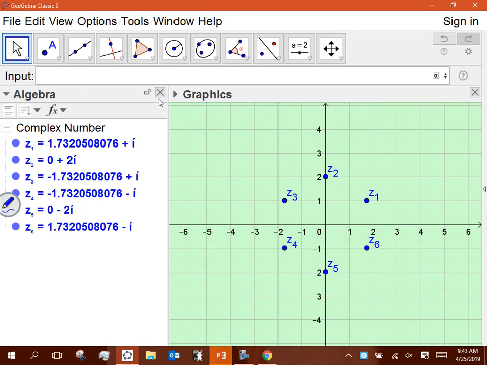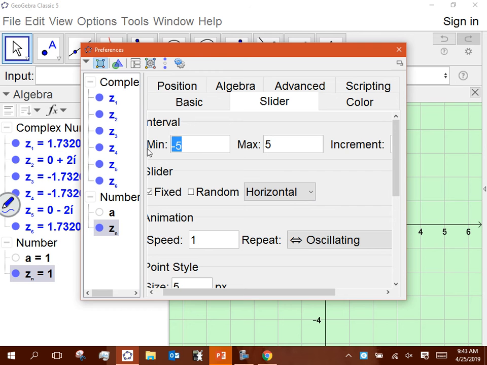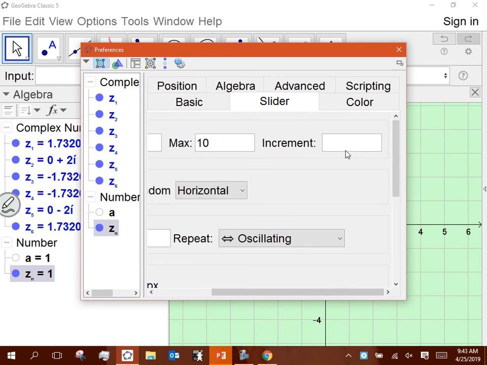Let's take z sub 1. So let's do this. Let's go z sub n and raise that to the 6th power. See if this works. So start this at 1, and we'll go to 10. Let's go 1.